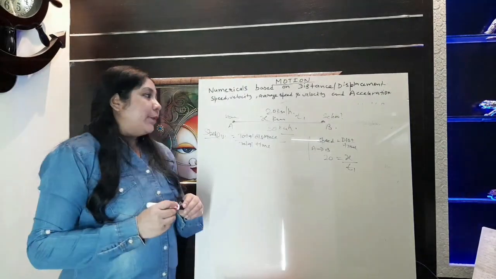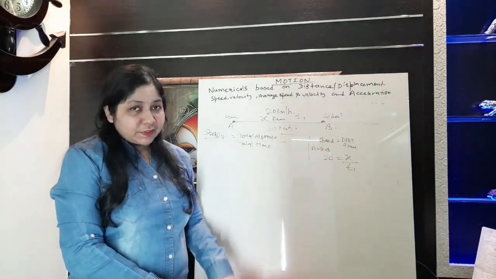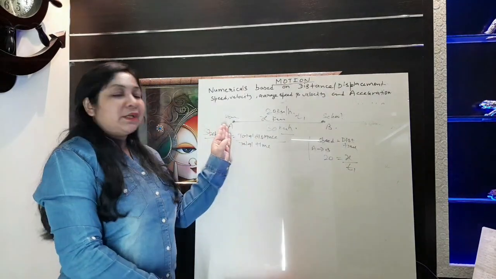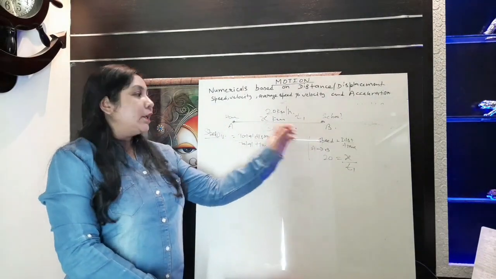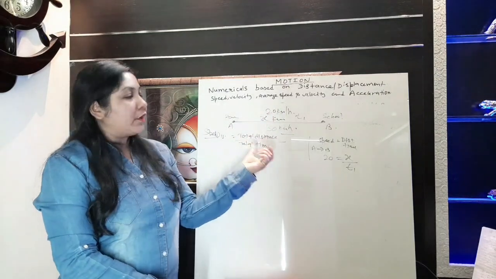No na. अभी फिर से start करते हैं. Speed is equal to distance upon time. This is the formula. When you start from point A and reach point B, your speed was given that is 20 km per hour.